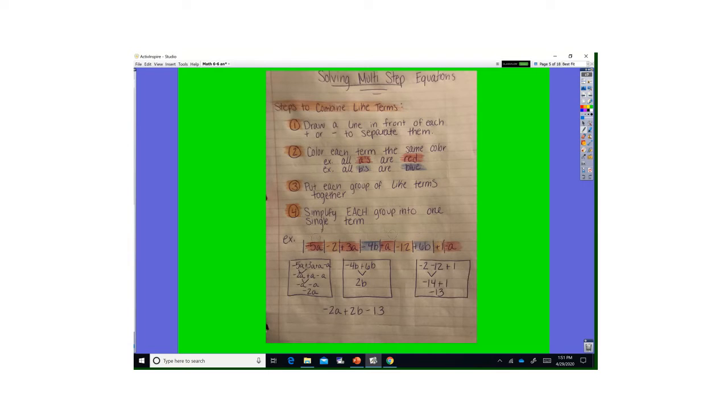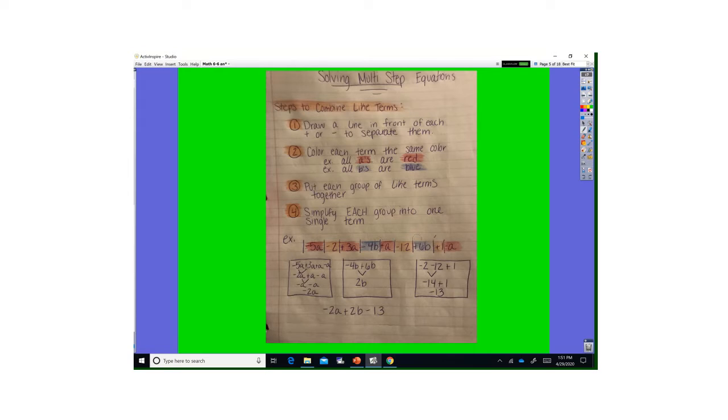Now we're going to draw a line in front to help separate them out. Then we're going to color each term. So all my A's I have in red, all my B's I have in blue, and all my numbers I have in orange, just a number with no letter or variable with it. Then we're going to simplify each group into one single term.